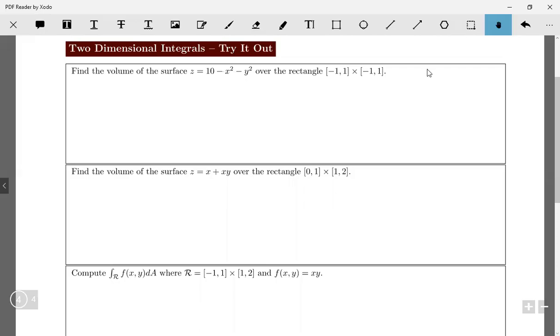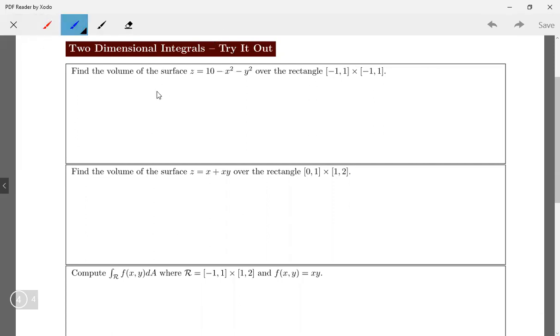In this video, we're going to actually compute multidimensional integrals as iterated integrals. So let's do this example. This is the integral y equals -1 to 1. The inner integral is x equals -1 to 1, 10 minus x squared minus y squared dx dy. And again, we're just going to do the inner integral first.